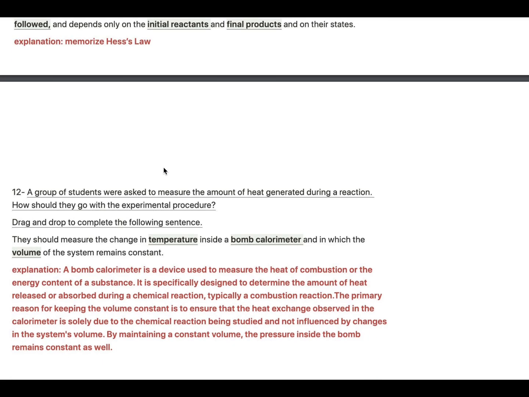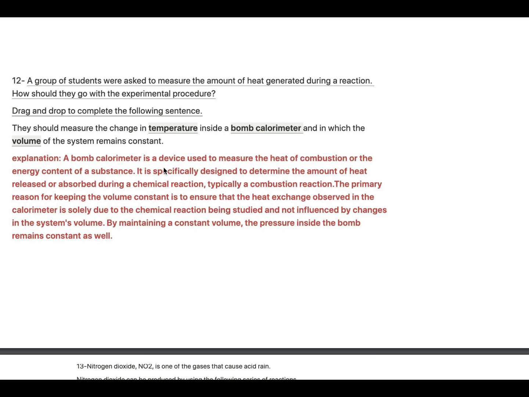Just memorize this. Number 12, a group of students were asked to measure the amount of heat generated during a reaction. How should they go with the experimental procedure? They should measure the change in temperature inside a bomb calorimeter in which the volume of the system remains constant. Again, everything is explained. I can't do anything but just read what I explained before this. A bomb calorimeter is used to measure the heat energy and the energy content of a substance. Again, everything is just said right there.